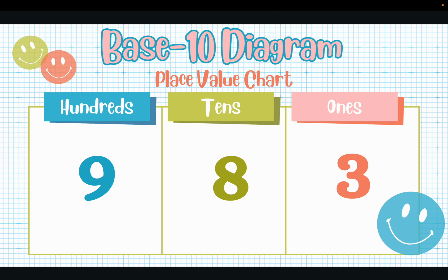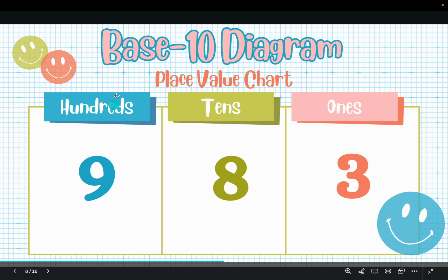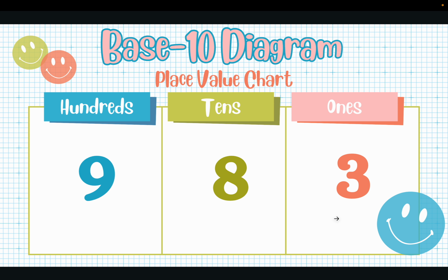Okay, these are our base 10 diagram, most commonly known as a place value chart. It's a chart or diagram that's going to help us separate our digits with the values. So I can see, oh, I have 3 ones, 8 tens, and 9 hundreds. This is 983 on a base 10 diagram or a place value chart.